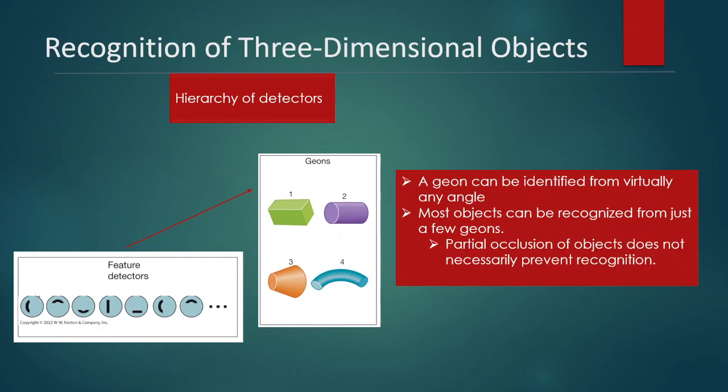Partial occlusion of objects does not necessarily prevent recognition, and that's important because in the real world, things that are closer to us might be obscuring our view of something that's farther away. And if you literally could not recognize that object unless you could see every single bit of it, it would really inhibit your ability to correctly recognize what was in your environment. You'd be like, well, I think it's a car, but I mean, I can't see the third wheel on it, so I'm going to have to say, I don't know what that is. Can you imagine?